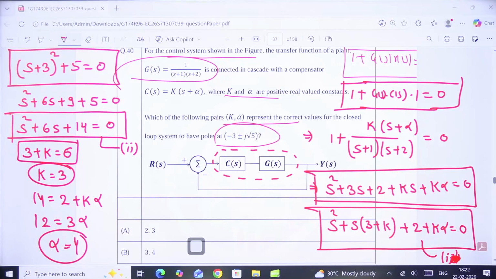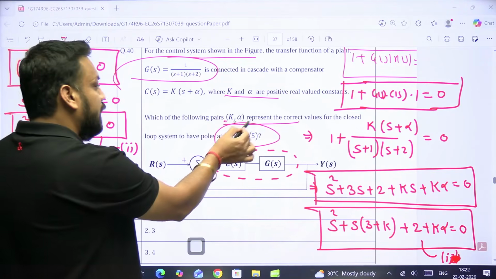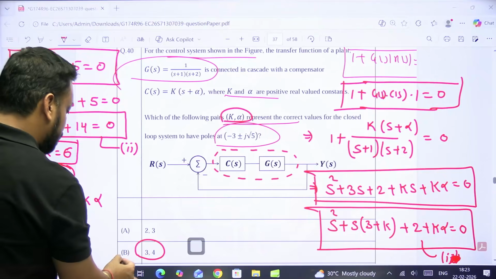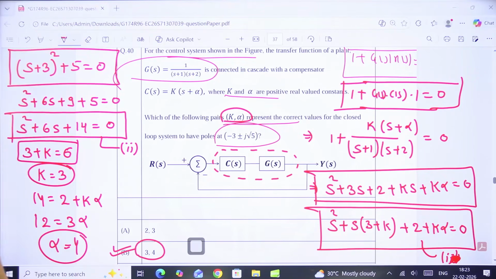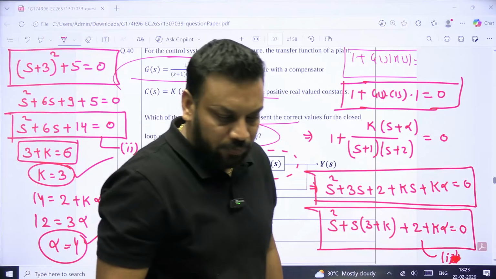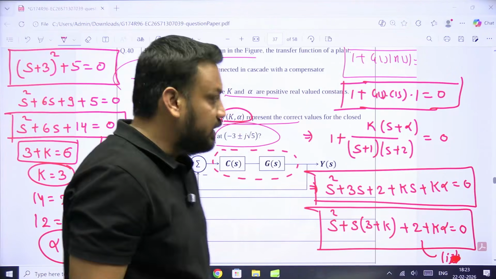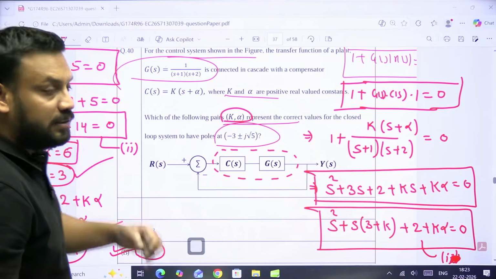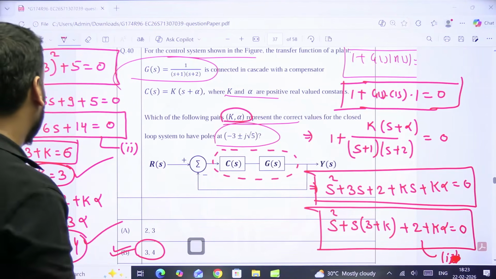The examiner is asking for k and alpha respectively, meaning first the k value will come, then alpha will come. The answer will be 3 and 4. The correct answer is 3 and 4. The final answer for this question is 3 and 4. I hope this is crystal clear. I think we completed this question also. Is this clear, beta? Yes sir, completed, absolutely perfect.